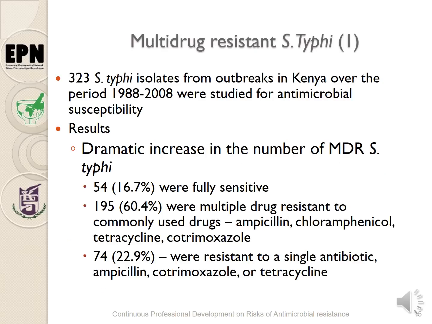Further studies have been carried out on Salmonella typhi isolates from outbreaks in Kenya over a 20-year period. These isolates were studied for antimicrobial resistance. The results indicated that there's been a dramatic increase in the number of multi-drug resistant Salmonella typhi. From the samples, 60% of those that were isolated and subjected to antimicrobial susceptibility testing were found to be multiple drug resistant to commonly used drugs like ampicillin, chloramphenicol, tetracycline, and cotrimoxazole. 22% were resistant to single antibiotic treatments like ampicillin, cotrimoxazole, and tetracycline again.